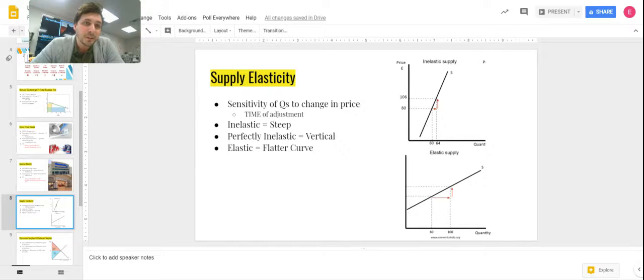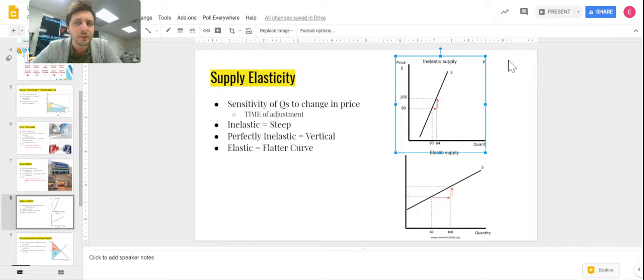But if we have something that's highly elastic, it means it's relatively easy to make. It doesn't take a whole lot of time. The resources are readily available. So a slight increase in price means more profits to be had. Businesses will follow that profit train because it's easy for them to ramp up production quickly. So what does this look like? Highly inelastic supply is going to be a steep supply curve. We see a change in price, even a dramatic change in price, has a very small change in quantity.